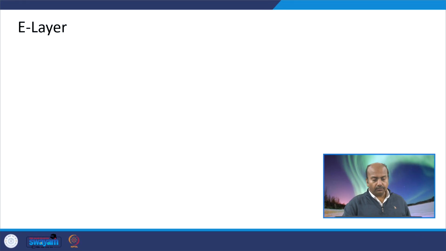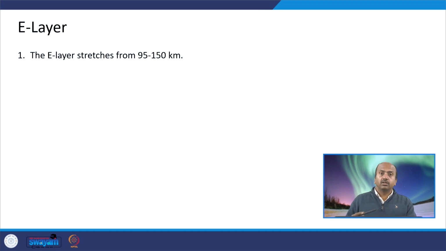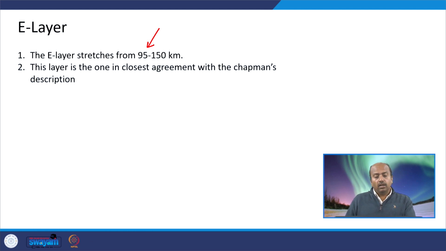Okay. Right. Now, some specific features about the E layer. So, E layer starts at 95 to 150 kilometers. This layer is the one in closest agreement with the Chapman's description. This is important.